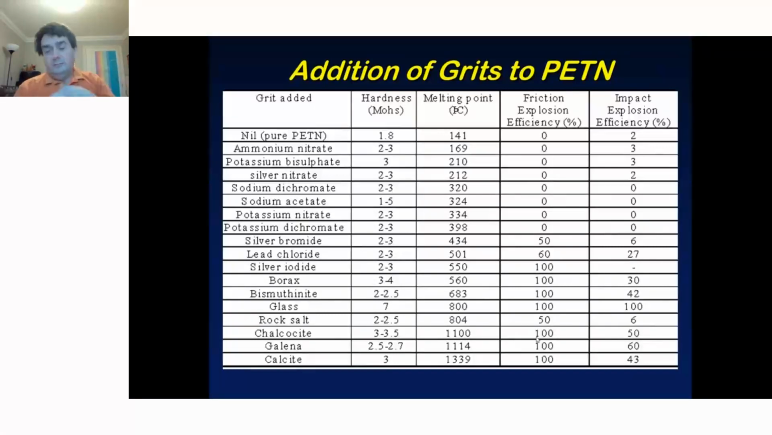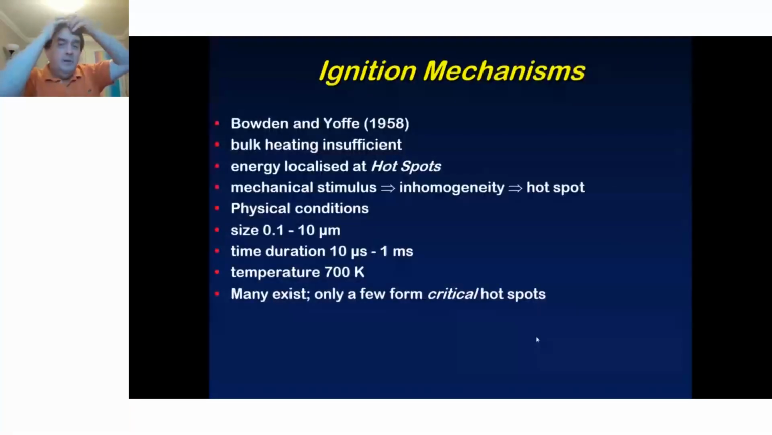This led to more study, and the idea of various ignition mechanisms came around. And so we're talking about research that was published 70 years ago now. It's getting a long time. The original research was done in the 1940s, but was classified for security reasons and eventually emerged in the late 1950s. The whole thing I've talked about: bulk heating is insufficient, energy is localized at hotspots. You put some kind of stimulus there, which interacts with the inhomogeneity, producing the hotspot.